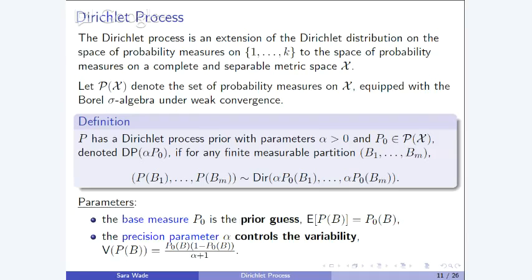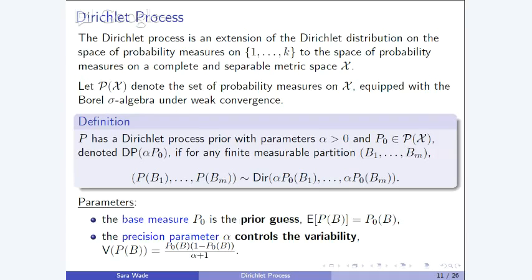Okay? So now to the definition of the Dirichlet process prior. It has two parameters, alpha, which is just a positive scalar, and our base measure, P0, which is just a probability measure on X. We say that P has a Dirichlet process prior, and we denote it with this notation here, if for any finite measurable partition of our space X, the distribution of this vector has a Dirichlet distribution with consistent parameters here. Okay, so this is the definition of the Dirichlet process prior.